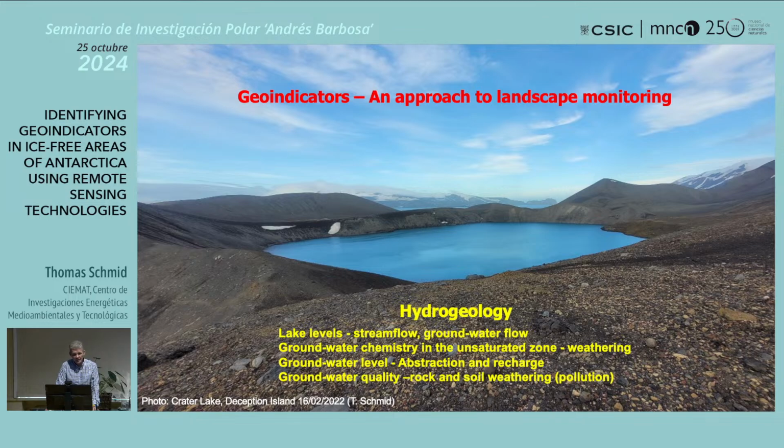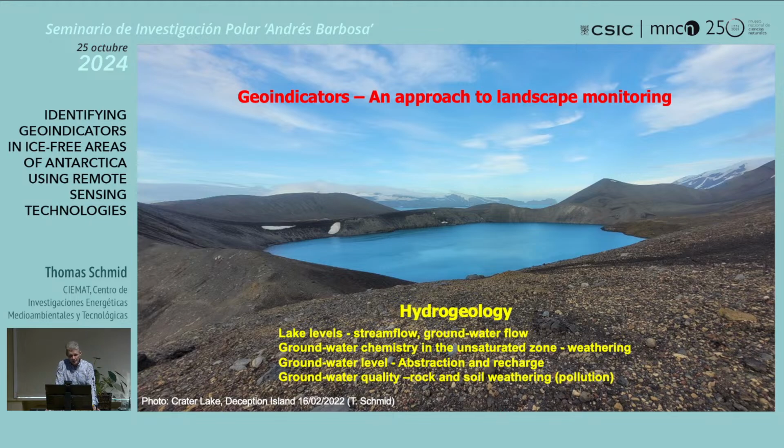When I talk about geoindicators, it's really an approach which has been developed by the International Union of Geological Sciences to be able to do landscape monitoring. The idea is to be able to treat all types of landscape, but I'm going to concentrate on the ones we can find, especially in the ice-free areas.